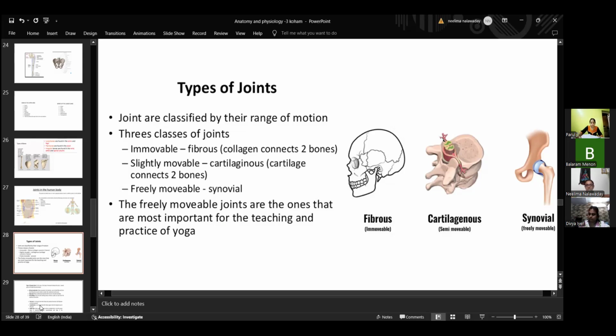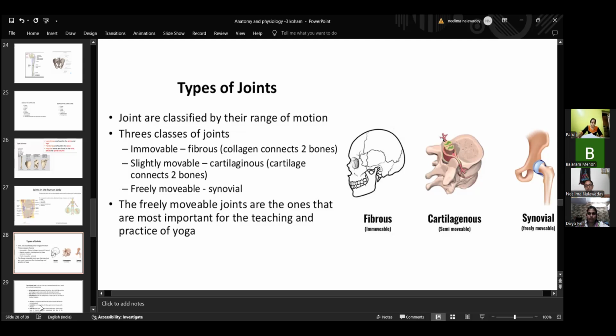Fibrous joints, an example of fibrous, you can see here, is the cranium, our skull bones. The bones of the cranium are fixed to each other. They are not movable. They form that box to protect the brain. So an example of a fibrous joint is the cranium, the cranial bones forming together.